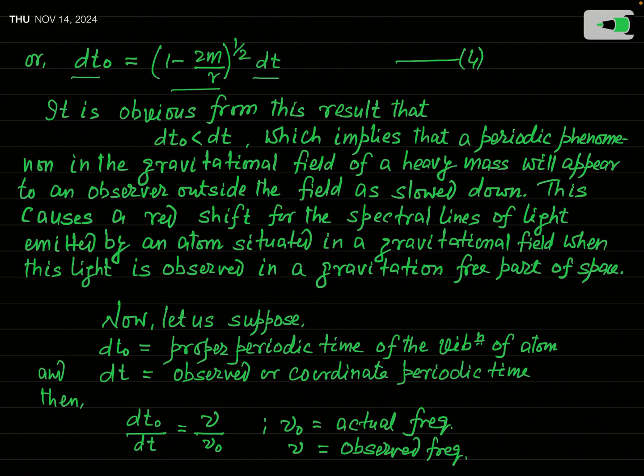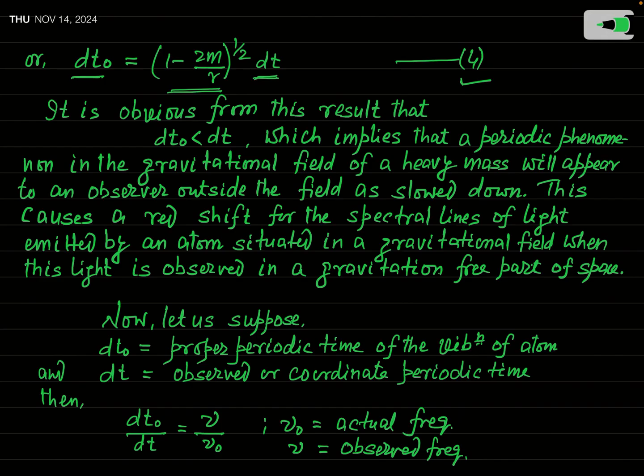Now see, this factor 1 minus 2m over r whole to the power half is a number smaller than 1. And when you multiply this dt by a number less than 1, you get dt naught. So definitely this dt naught is less than dt. It is clear from this equation. This is just like a time dilation.